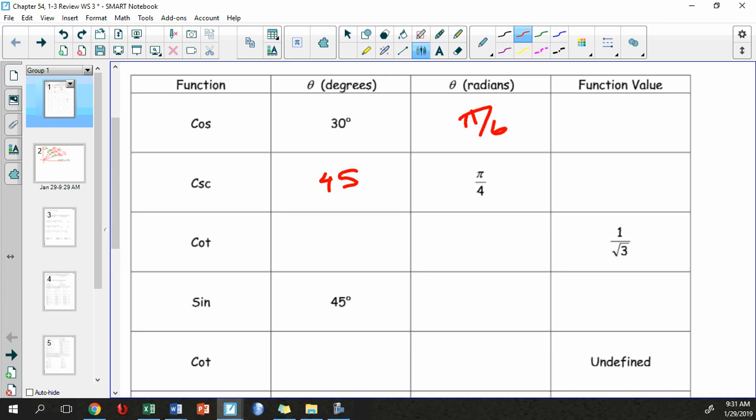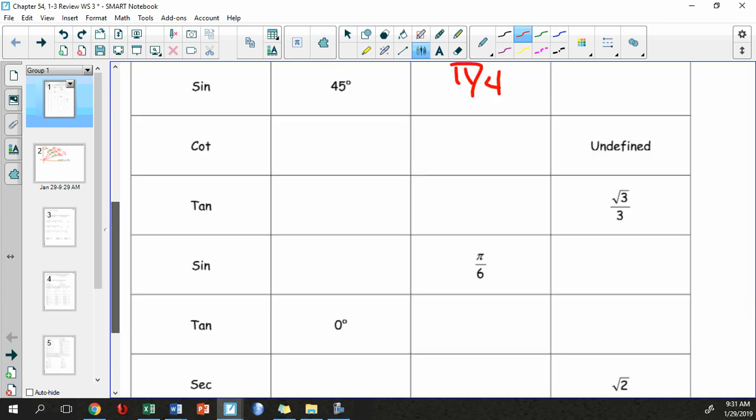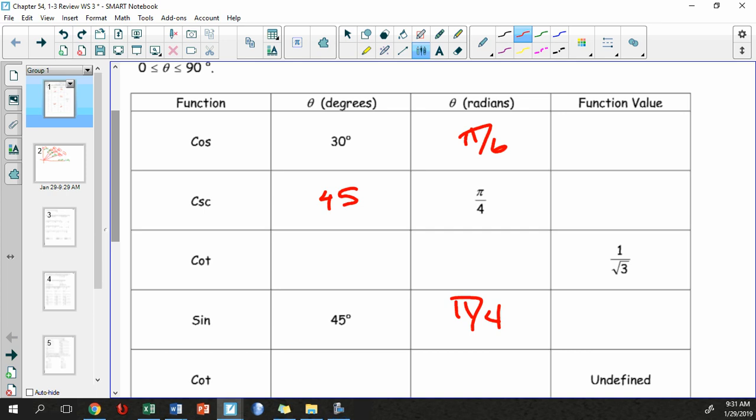Don't know that one yet. 45 is pi over 4. Oh, don't know that one yet. Oh, here's pi over 6, that's 30 degrees. Here's 0, that's 0 radians. How many of you did not do that on the test? Did you see how easy it was when you looked at it from that standpoint? Were you making a mountain out of a molehill?